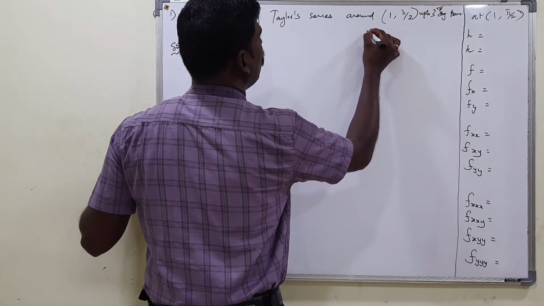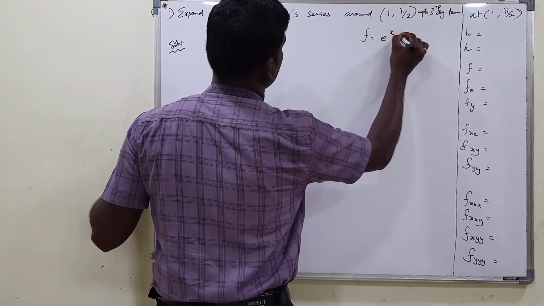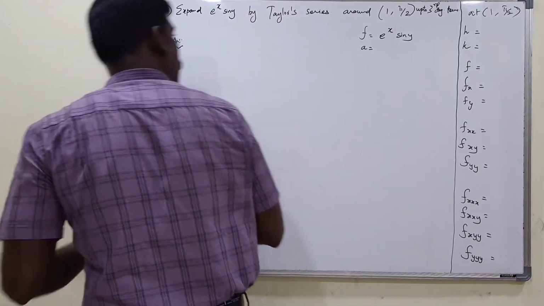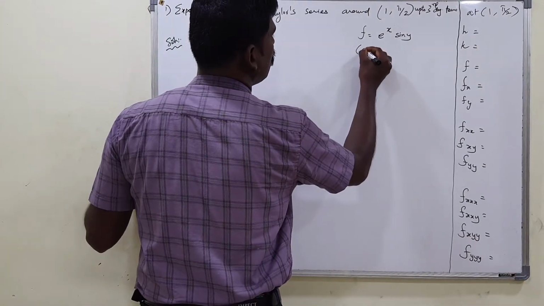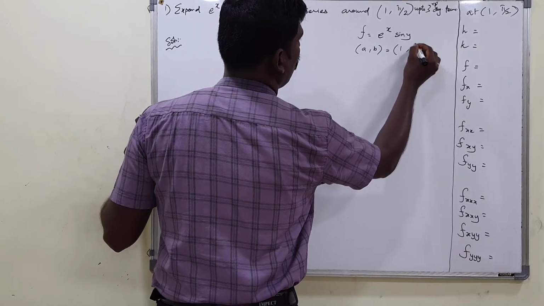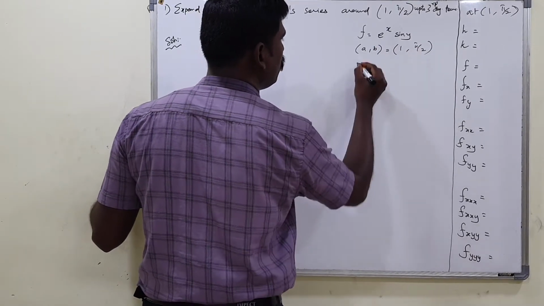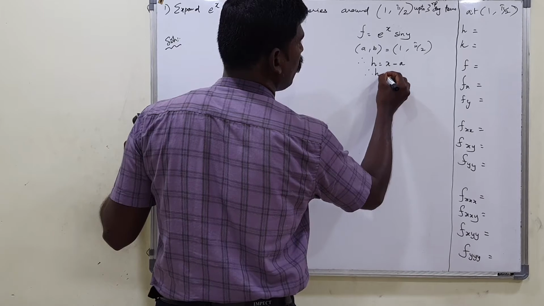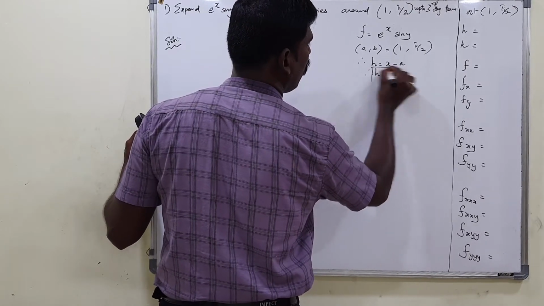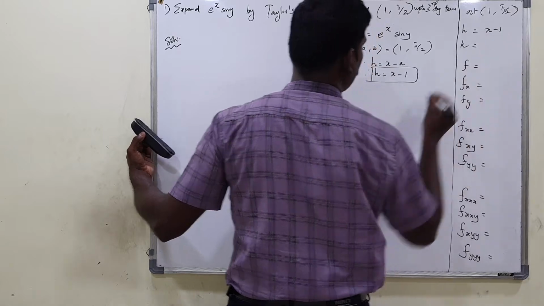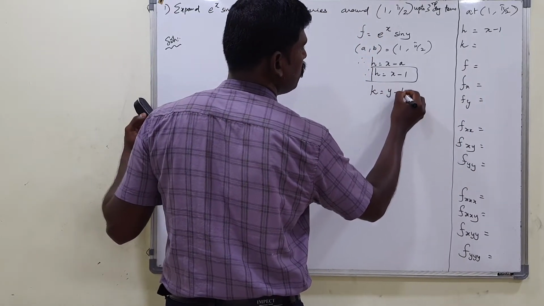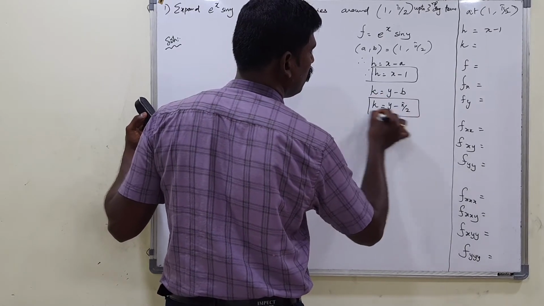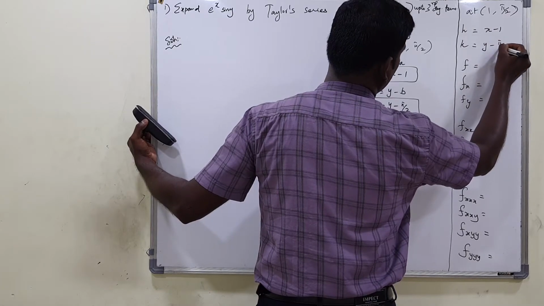So what is f? F is equal to e power x sin y. What is a comma b? A is 1 and b is pi by 2. So a comma b is equal to 1 comma pi by 2. Therefore what is h? H is equal to x minus a, so h is equal to x minus 1. What is k? K is y minus b, therefore k is equal to y minus pi by 2.